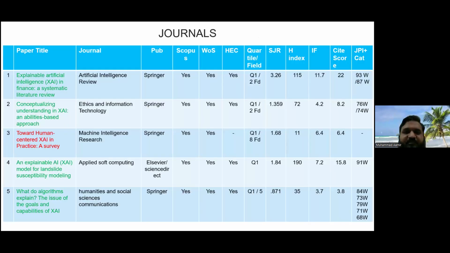Sir, I have studied a few journals on the topic, and I have done an evaluation of these journals through the criteria you have given. Most of them are available on Scopus and Web of Science, but a few of the journals are not available on HEC, sir. The evaluation has been shared on the screen, sir.